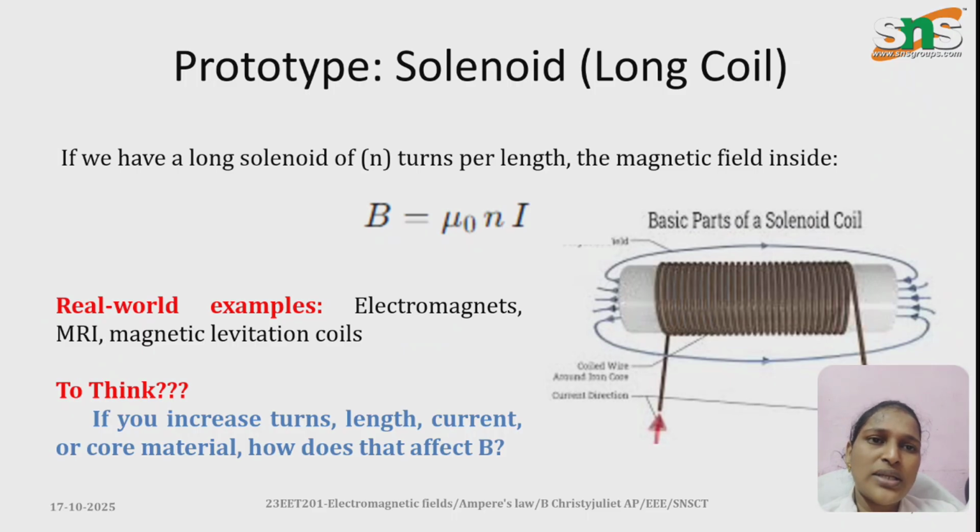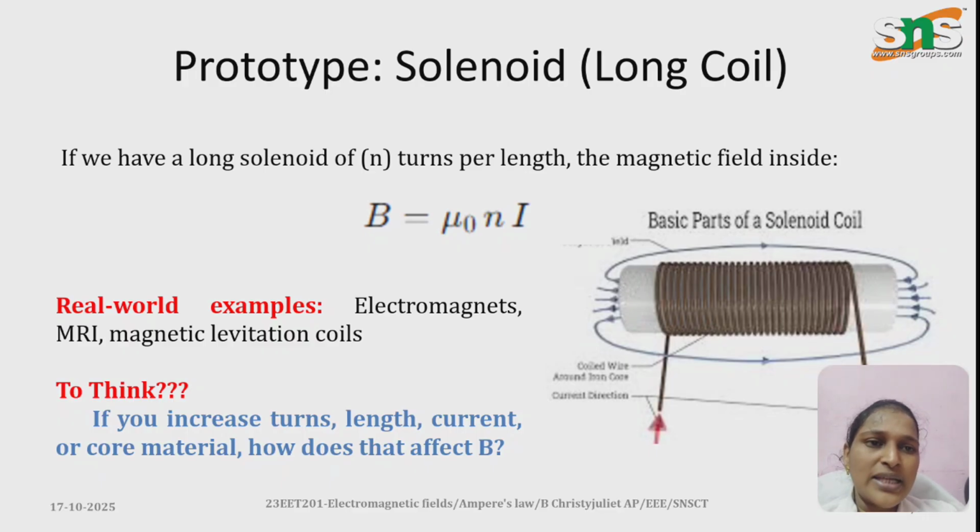Also, we can use another prototype, wherein we can use a solenoid. We have already looked at a long straight conductor. Now we can analyze a solenoid. For a solenoid, the flux density through the solenoid will be B is equal to mu naught N i, where N represents the number of turns and i is the current.